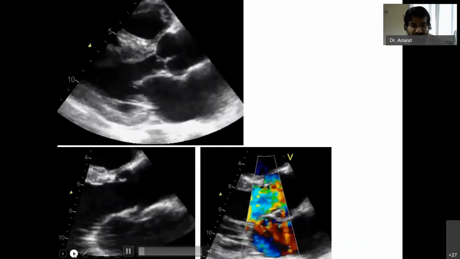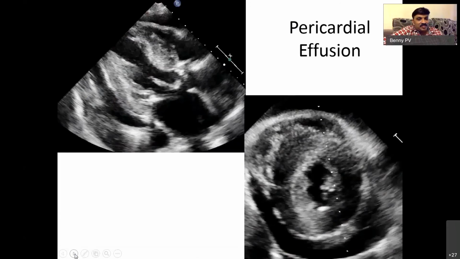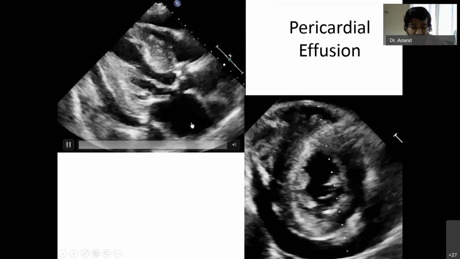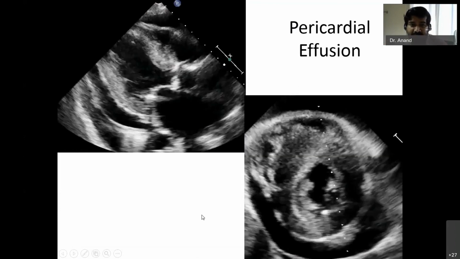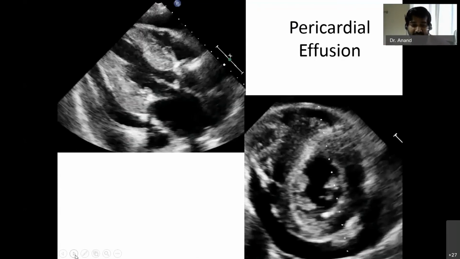I'm almost done. Yes, I am done. This is my last slide. Pericardial effusion is a common finding, commonly seen in patients with hypothyroidism, as well as concomitant with pericarditis. You can have a pericardial effusion.